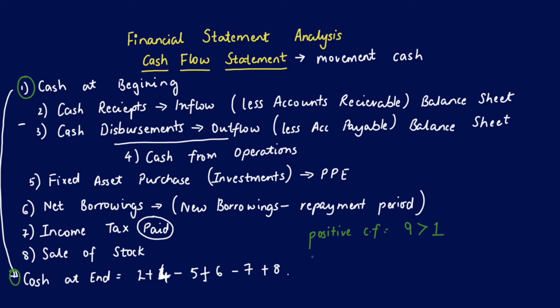Now, the exact opposite of a positive cash flow is a negative cash flow. A negative cash flow is pretty simple. It's when the cash at the beginning was higher than the cash at the end. So the cash at 1 would be greater than 9. Now, the issue with having a consistently negative cash flow is that it shows that a business isn't able to pay out its expenses and costs through cash.